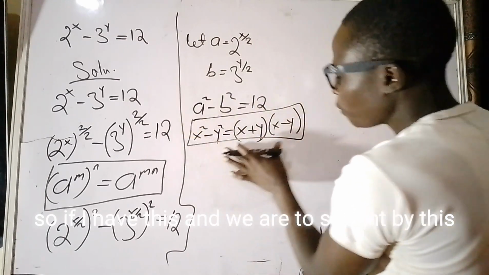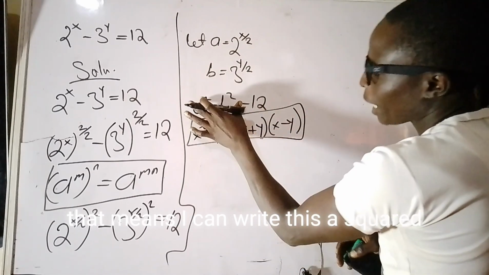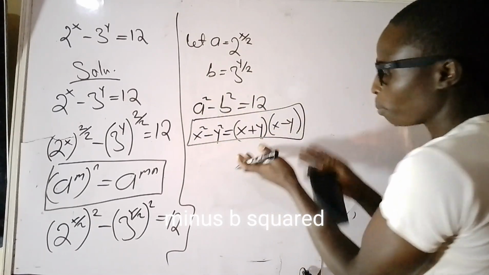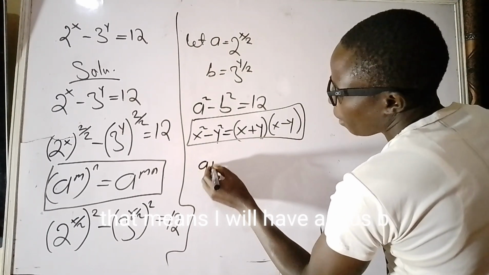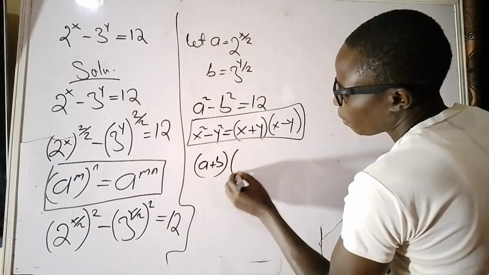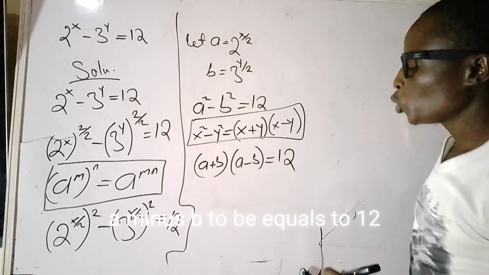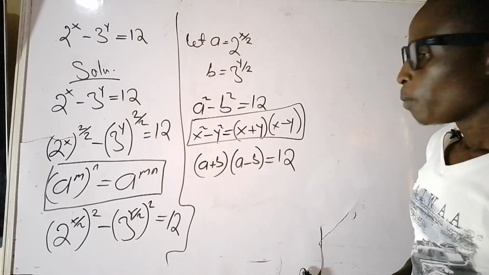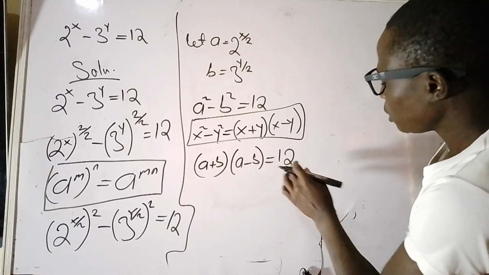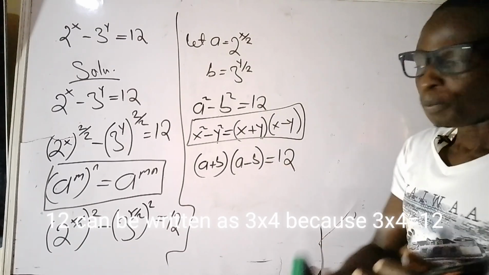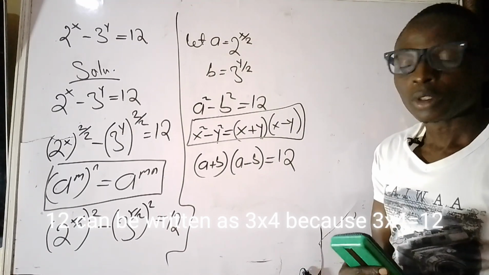So if I have this and we are to second by this, that means I can write this as a squared minus b squared based on this format. That means I will have (a plus b)(a minus b) equals 12. So when we look at this, 12 can be written as 3 times 4, because 3 times 4 is 12.